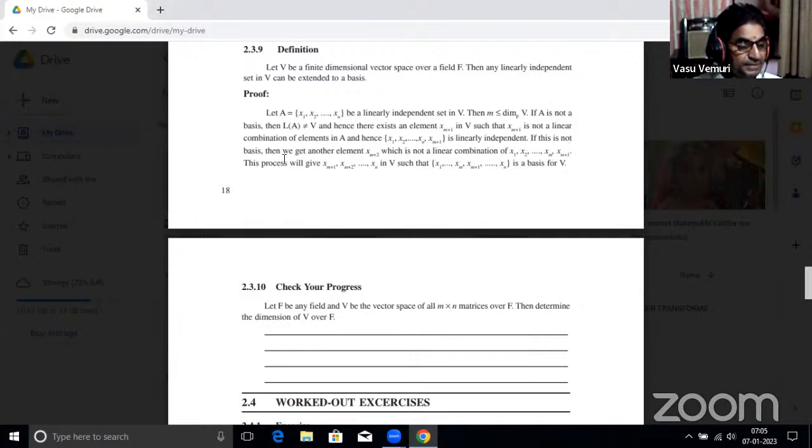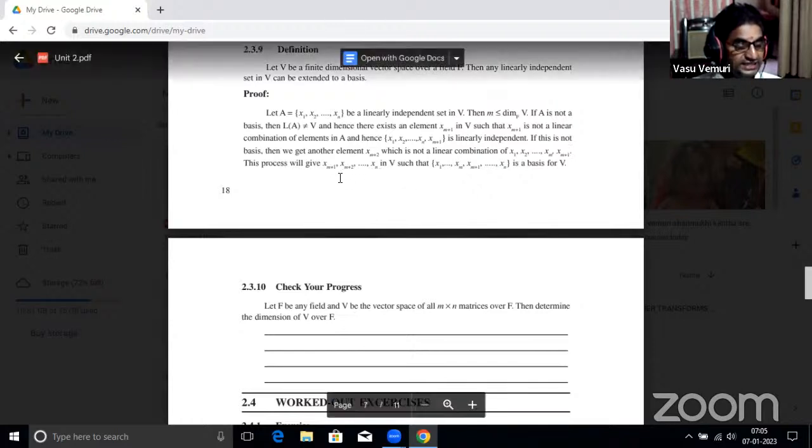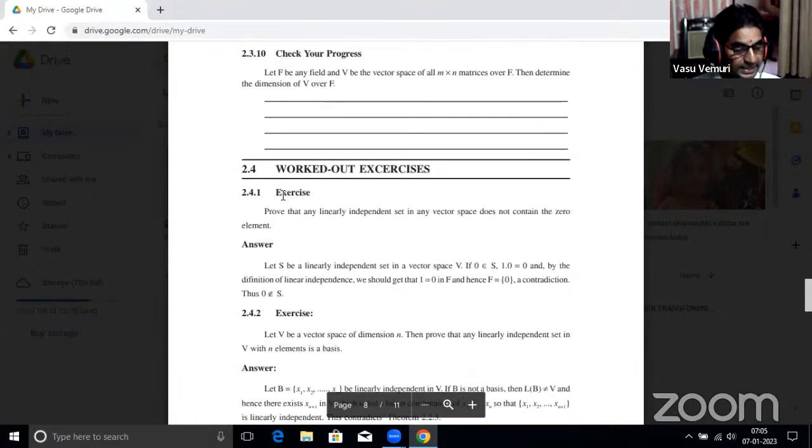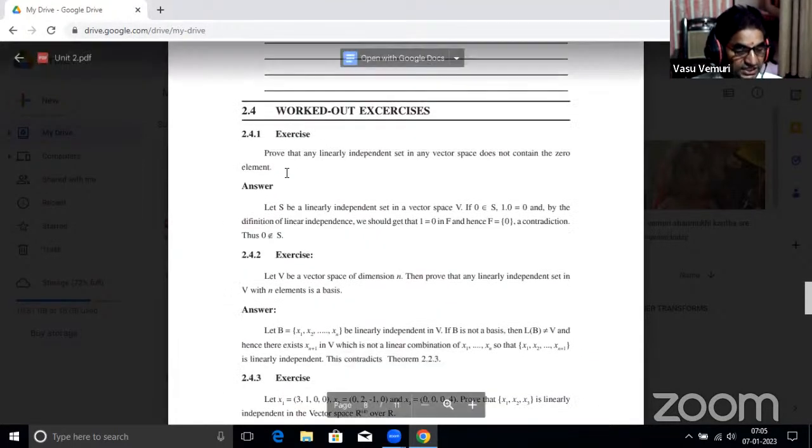If this is not yet a basis, because the extra element xm plus 1 is not a linear combination, we continue in the same way with xm plus 1, xm plus 2, and so on, xn in capital V. Then automatically the set of x1, x2, and so on, xm plus 1, xm plus 2, and so on, xn is a basis for capital V. Okay, that's enough. See the examples.